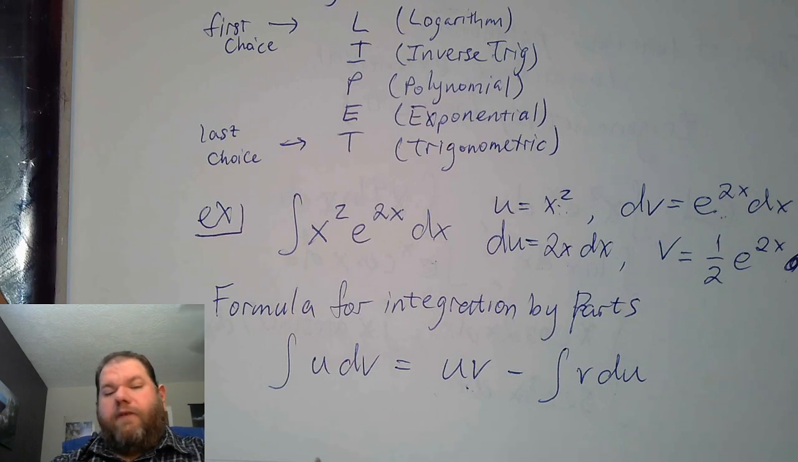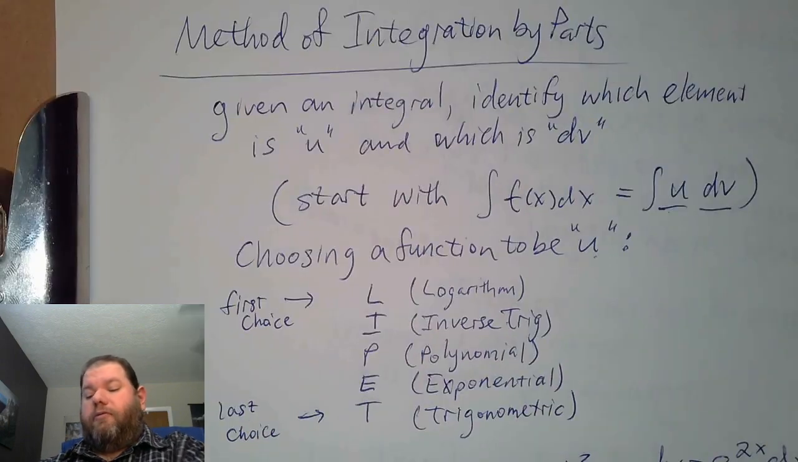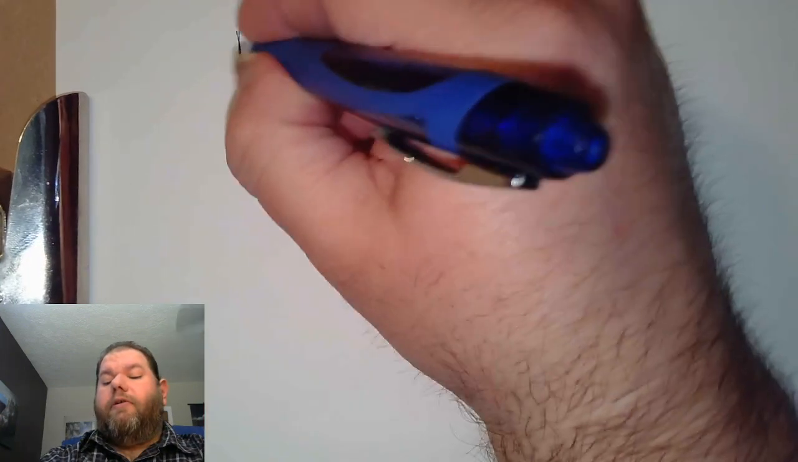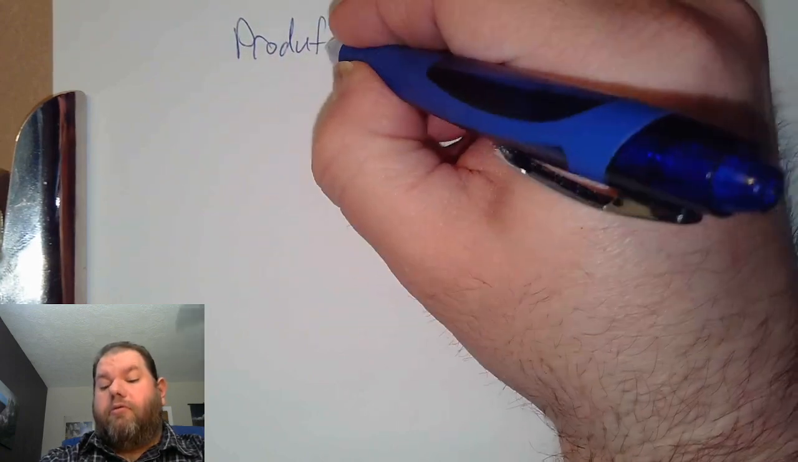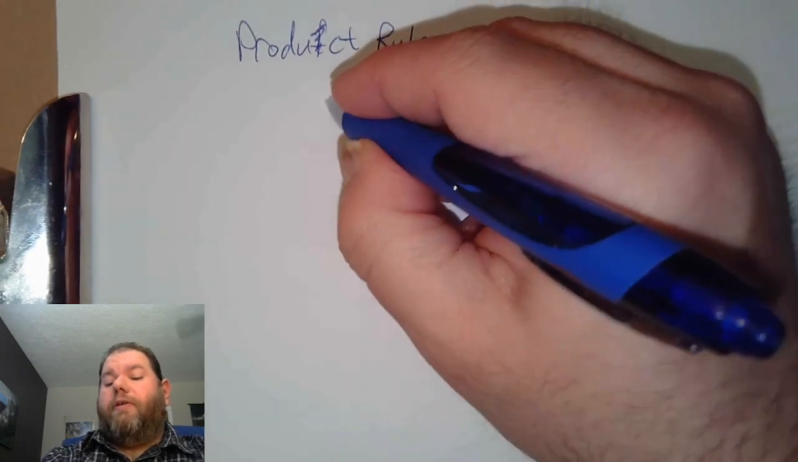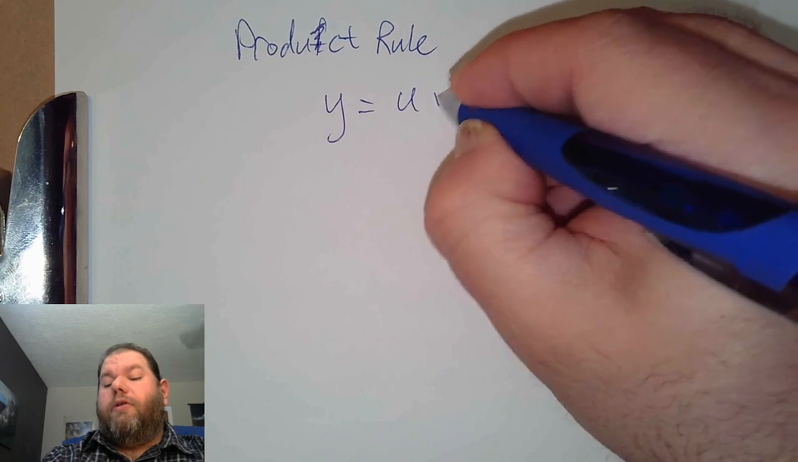Alright, let's look at this formula a little bit more closely. It may not resemble anything that we've learned up to this point, but it actually is based on something that we did learn from Calculus 1, which is the product rule. It's entirely based on the product rule. Specifically, let's look at the product rule. Let's say y is equal to u times v.